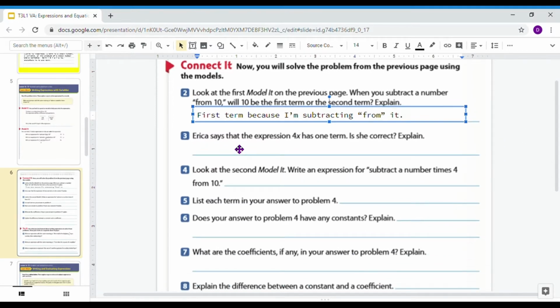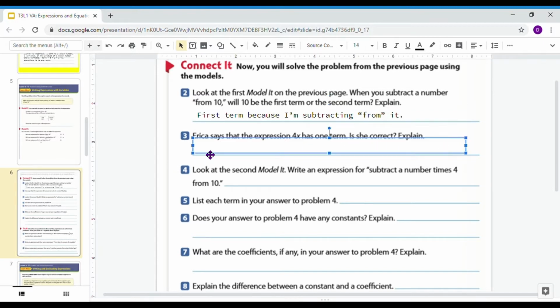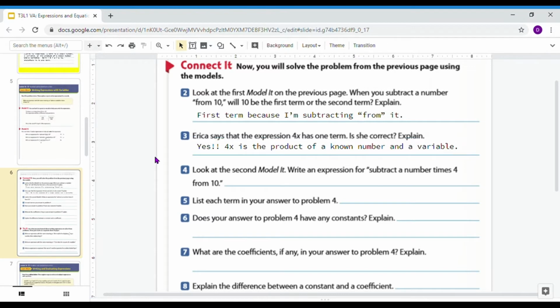And it says, Erica says that the expression 4x has one term. Is she correct? Absolutely, she is correct. Yes, because 4x is the product of a known number and a variable. And if I go back and look at my definition of term, that is exactly one of the options of a term. And if you want to get a little bit more specific into number 3, we can say that not only is 4x a term, but it's a variable term, because it has a variable in it.